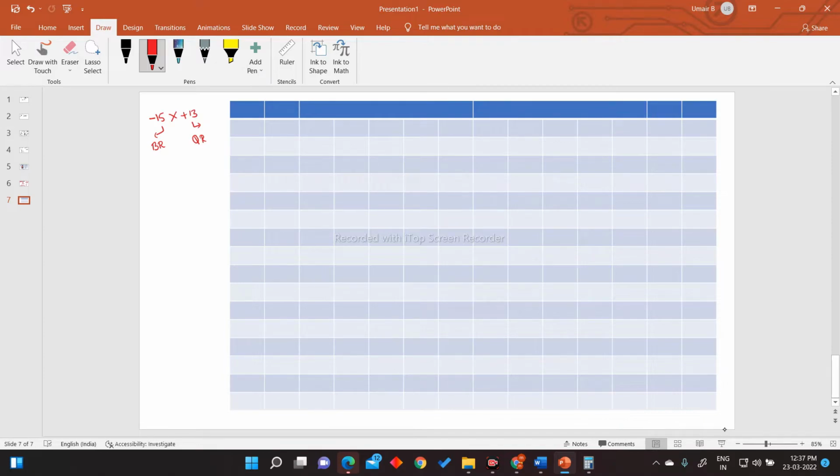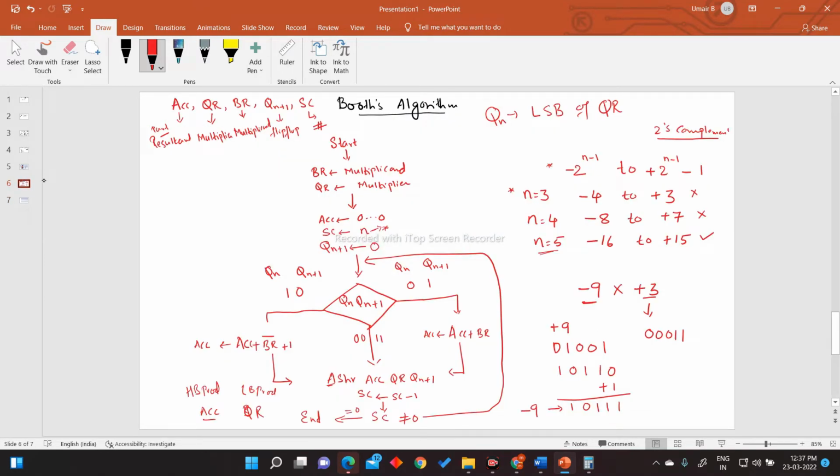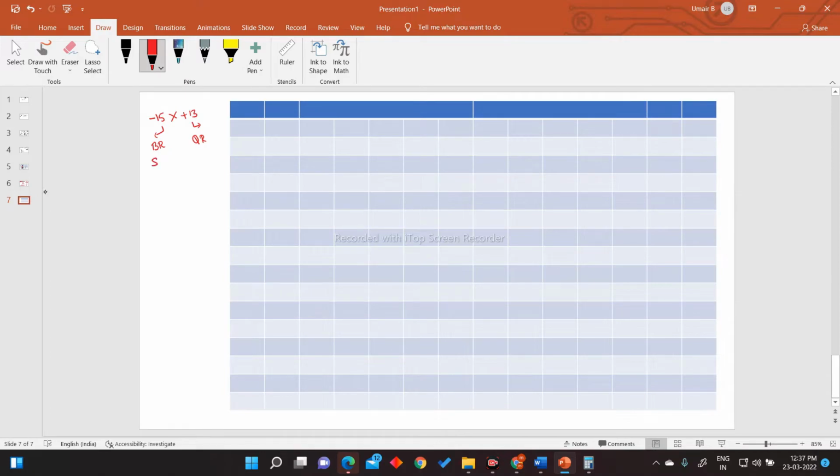Now how many bits do we require for that? Right here, minus 15. So what is minus 15, and in which range does it fall? N equal to 5. So right here the sequence counter value is 5. This is very important. If you fail to fix this sequence counter, then the rest of the steps that you follow in the Booth's algorithm iterations will go wrong, right? So the sequence counter needs to be correctly fixed, that is 5.